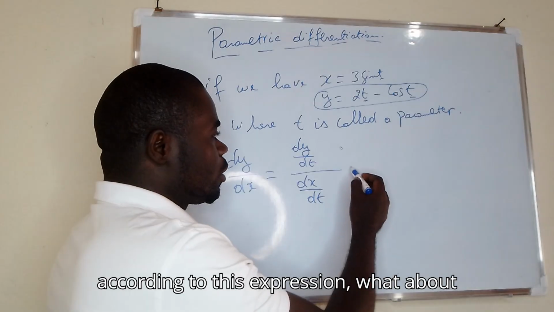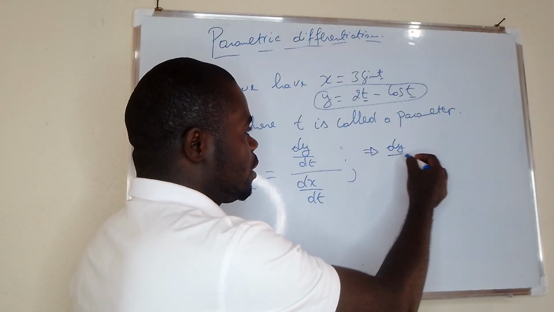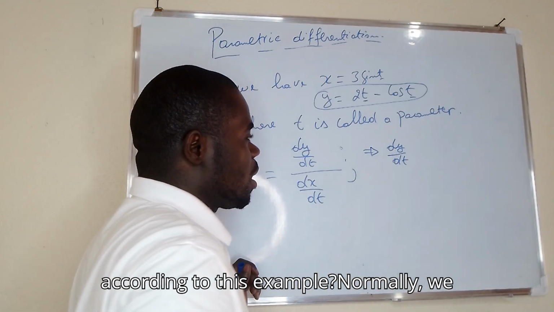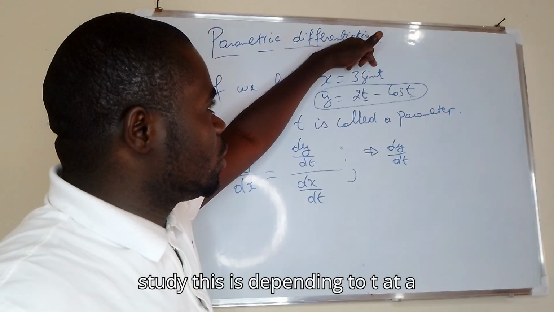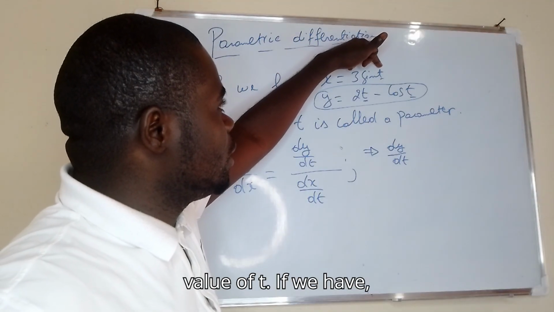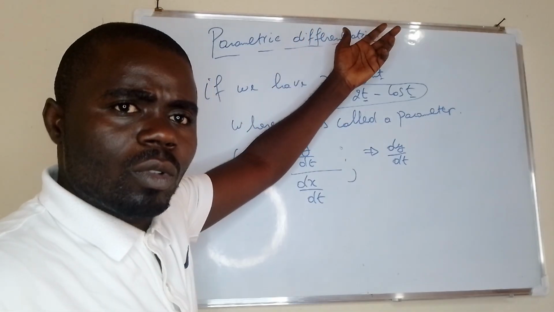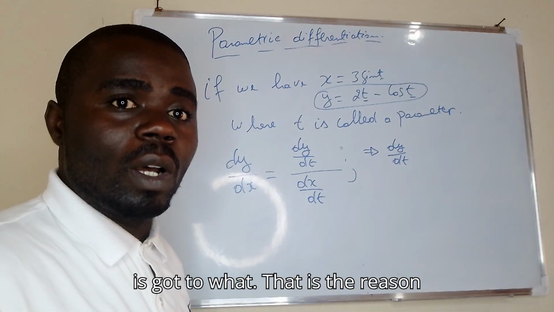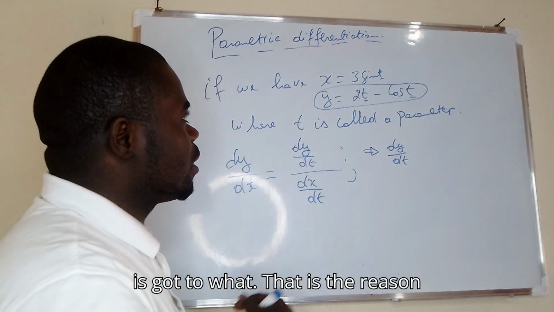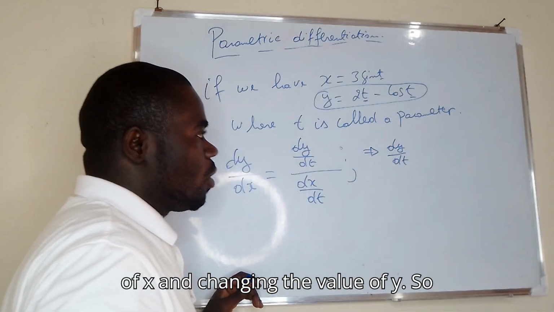So according to this expression, what about this dy/dt? According to this example, x depends on t at a value of t. For example, if t is pi over 2, x is equal to what? And y is equal to what? That is the reason of this t. This t is changing the value of x and changing the value of y.